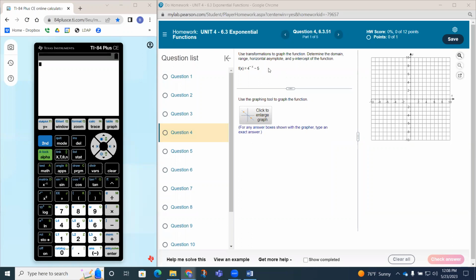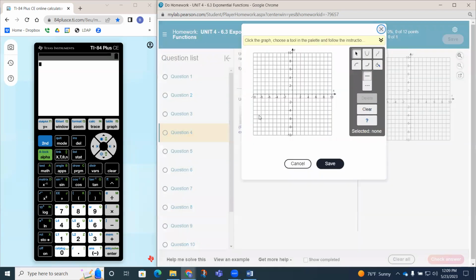So question 4 says use the transformations to graph the function, determine the domain, range, horizontal asymptote, and the y-intercept of the graph of the function. So that's how we have this function y equals 4 to the negative x minus 5. One thing we should recognize is our parent function is simply y equals 4 to the x. But notice how there's this negative on the inside and this minus 5 on the outside. So they're going to actually make something happen to the graph.